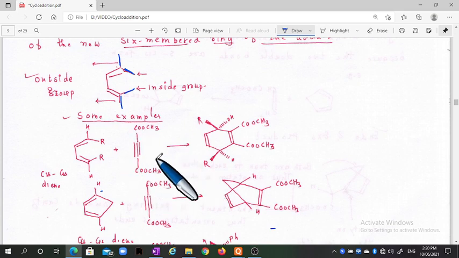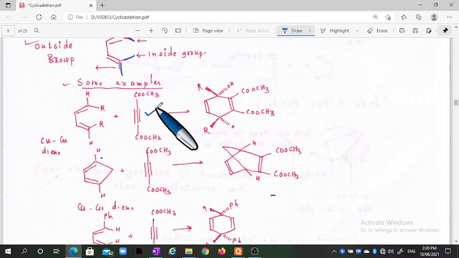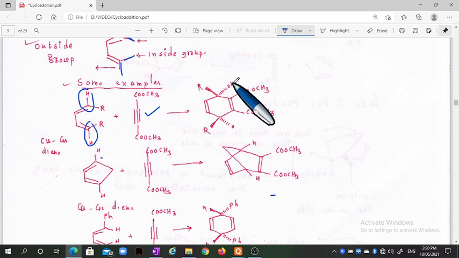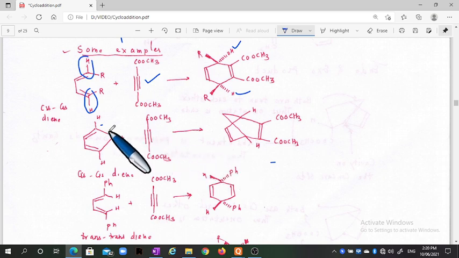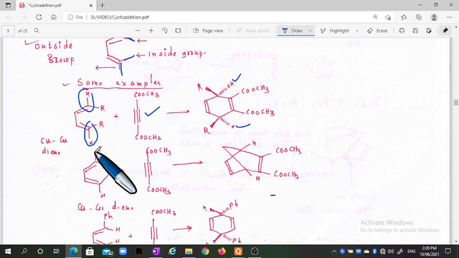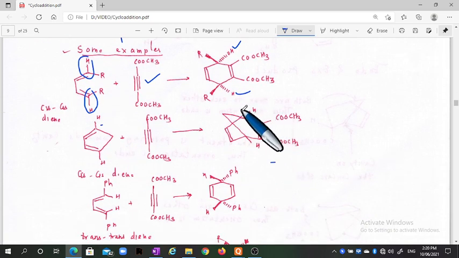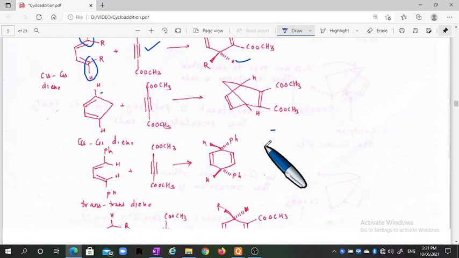Let us discuss. We have taken a common dienophile and changed the dienes. These hydrogens are the outside groups of our diene. Therefore the first hydrogen is away from the observer, and these are away, and these are located towards the observer. In the next example, this hydrogen is the outside group. Therefore this hydrogen is away from the observer.